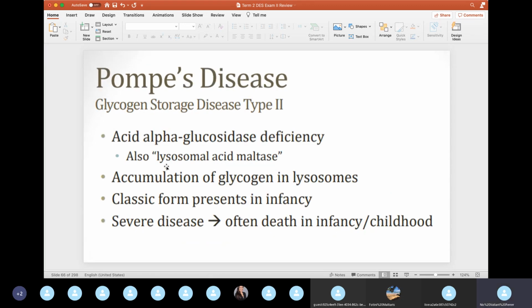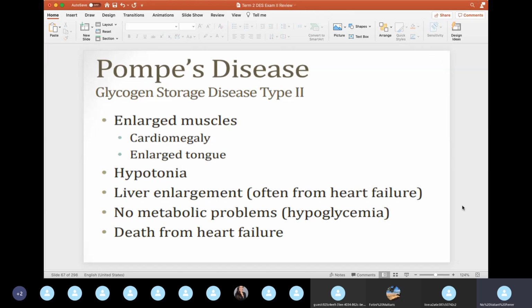Pompe's disease, type 2. This is your lysosomal acid maltase, which breaks down branched glycogen to glucose. You can have this one in your lysosomes, so you have accumulation of glycogen in your lysosomes. The classic form is in infancy. This is very severe, often with death in infancy. What can we see? Enlarged pumps. When you think Pompe, think about pumps. So you have cardiomegaly, an enlarged heart. You can have an enlarged tongue. You can have hypotonia and an enlarged liver, hepatomegaly. And the most common cause of death in Pompe is heart failure.